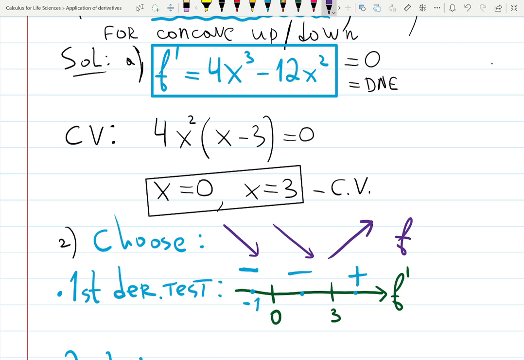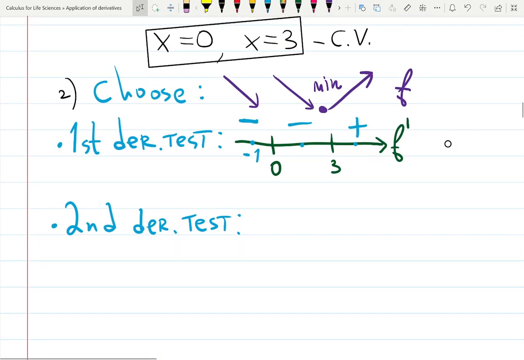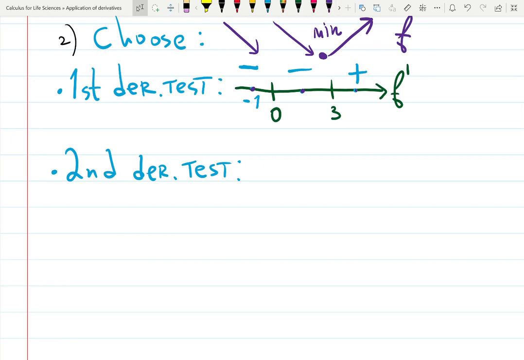It also tells you that this is a local minimum. This is your choice. So we ask you to find local minimum, local maximum. You can do this one. And you practice it, so you kind of know it. It also gives information about where the function is increasing or decreasing. Second derivative test is faster though. So some students just like it because of that.